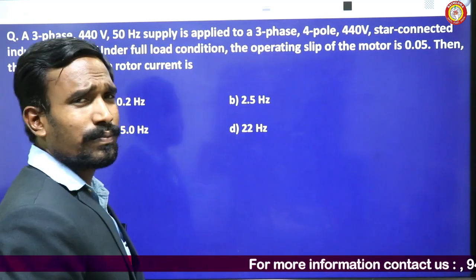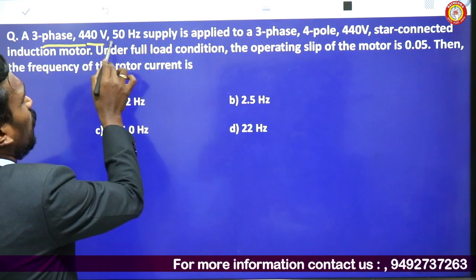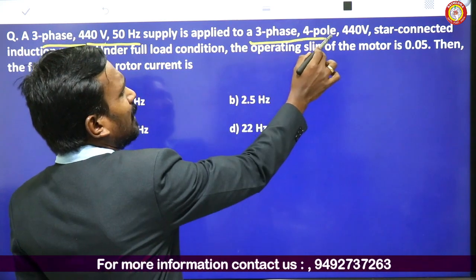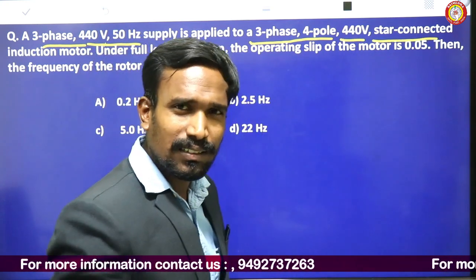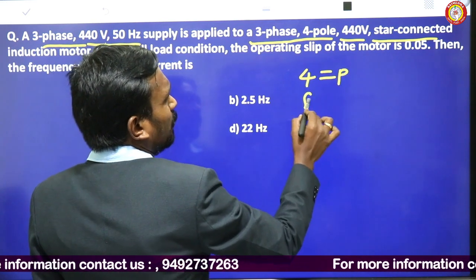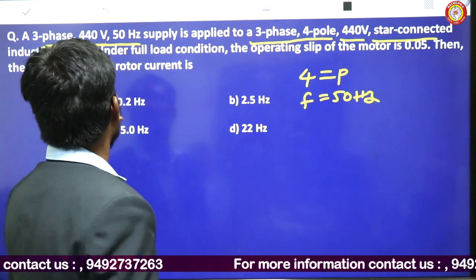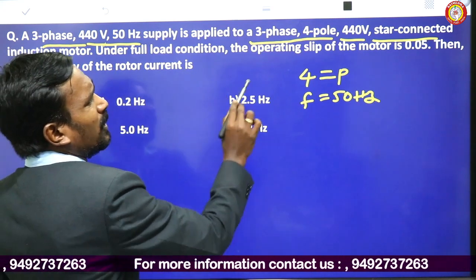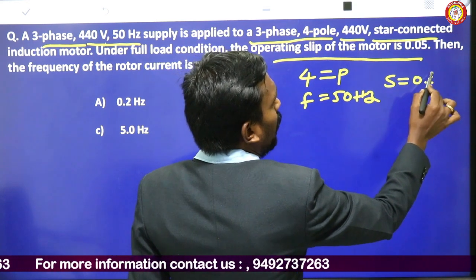Yes, this is the question. See here, a three-phase 440 volts 50 Hz supply is applied to a three-phase 4-pole machine, which is given as 440 volts star connection. So the given 4 poles are there, and 50 Hz supply is given. This is an induction motor. Under full load condition, the operating slip is 0.05.